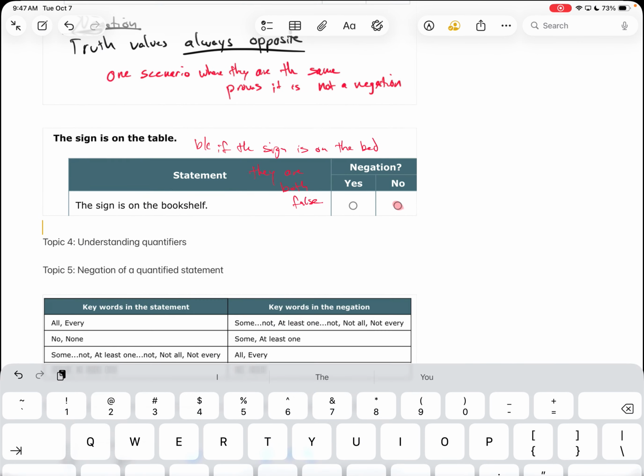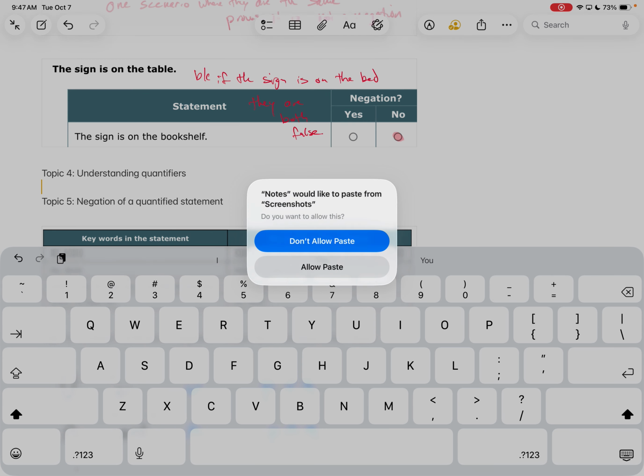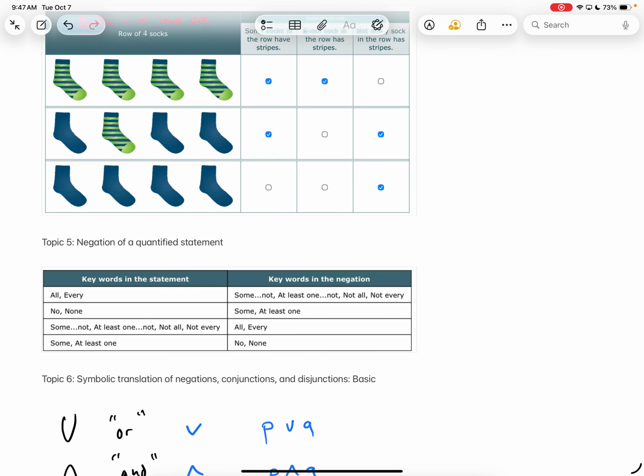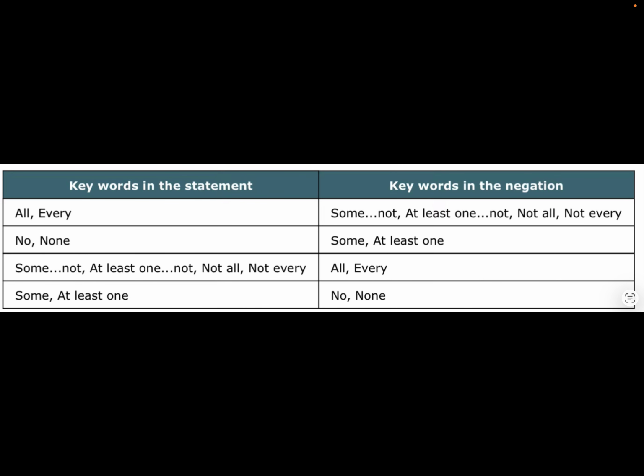All right, the hard one here, and if you all want to take a picture of this or write a couple of these down, technically they're the same thing. Like the first two rows are the same as the last two rows. They just switch it, if that makes sense. But now we're going to put together the quantifiers with the negation.